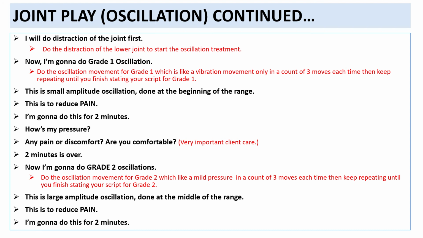I will do distraction of the joint first. Do the distraction of the lower joint to start the oscillation treatment. Now, I'm gonna do grade 1 oscillation. Do the oscillation movement for grade 1, which is like a vibration movement only in a count of 3 moves each time, then keep repeating until you finish stating your script for grade 1.